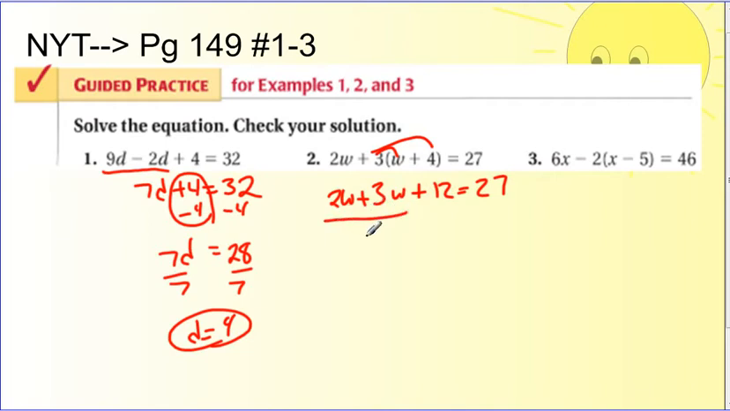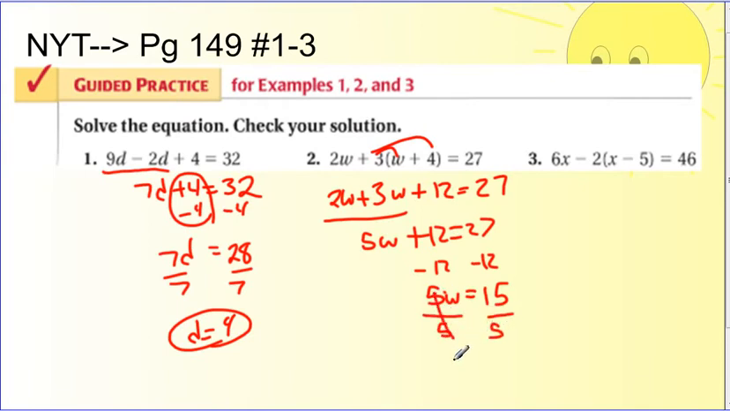Combine like terms gives us 5w plus 12 equals 27. There's no variables on both sides. Then we minus 12 here, minus 12 there. 5w equals 15. This is a times by 5, so we divide by 5, cancel, w equals 3.